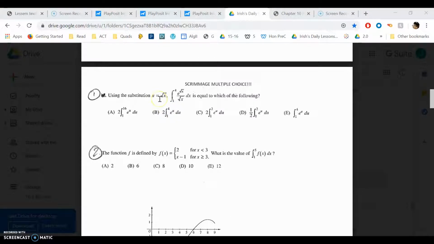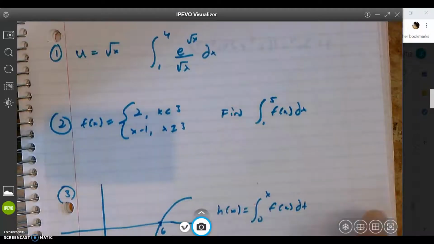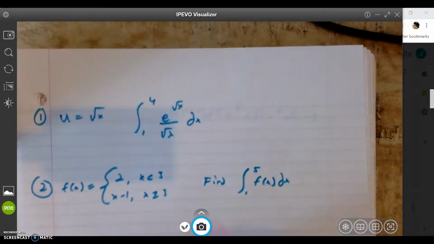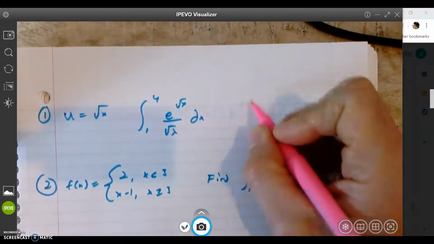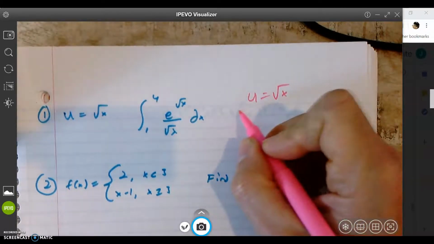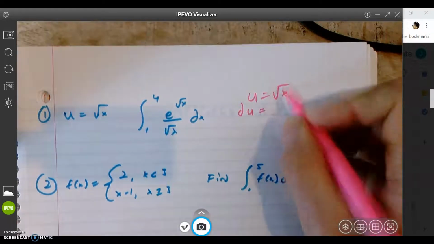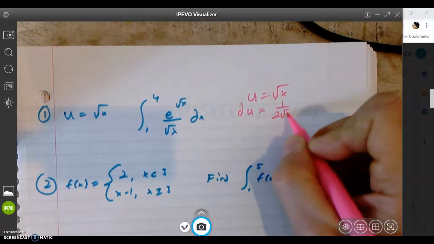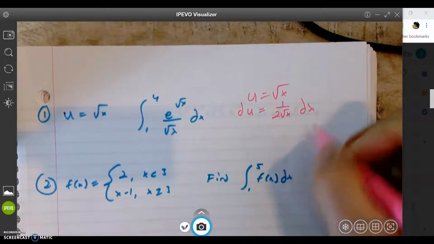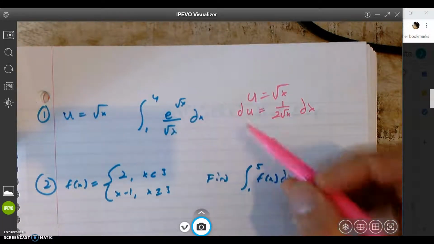So this is a U substitution problem. How do I know? Well, it tells me. It even gives me u. Ooh, good. What a gift. Thank you very much. So let's use that by knocking out this problem. Alright, so u is radical x. Cool. So that would mean that du is going to be the derivative of this, which is 1 over 2 radical x dx. Nice.